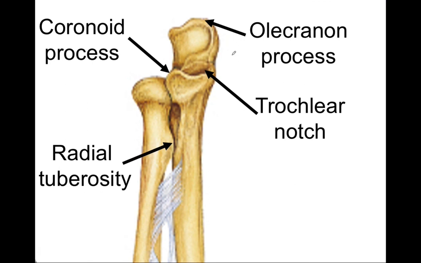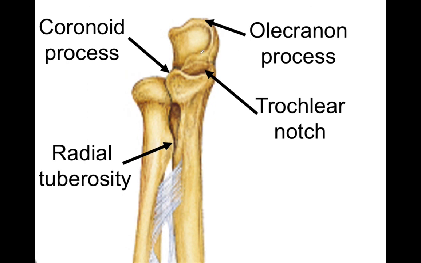Now, the next thing that I want you to understand about the proximal end of the ulna is that the olecranon process and the coronoid process will sit in their respective fossa that can be found on the humerus. So as a little review, the humerus's distal end has an olecranon fossa and a coronoid fossa. The olecranon fossa is on the posterior side, and the coronoid fossa is found on the anterior side.